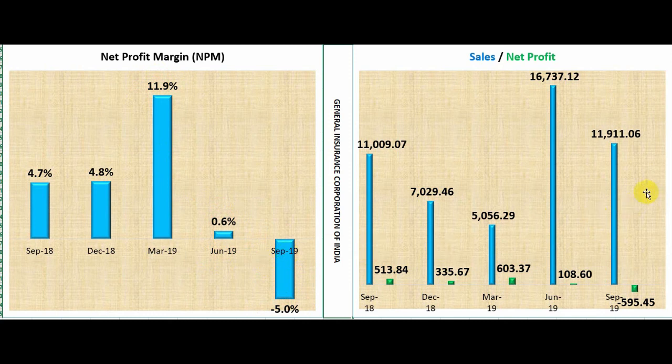Let's look at the individual values of September 19. We see that against the total sales of 11,900 crores, the company had made a loss of 595 crores. So although consistently from September 2018 up till March 19 it has managed a profit, or positive value, in the net profit, in June 19 the profit has dropped. Although the sales have increased, the profit has dropped quite substantially. And finally, in September 19, it has shown losses.